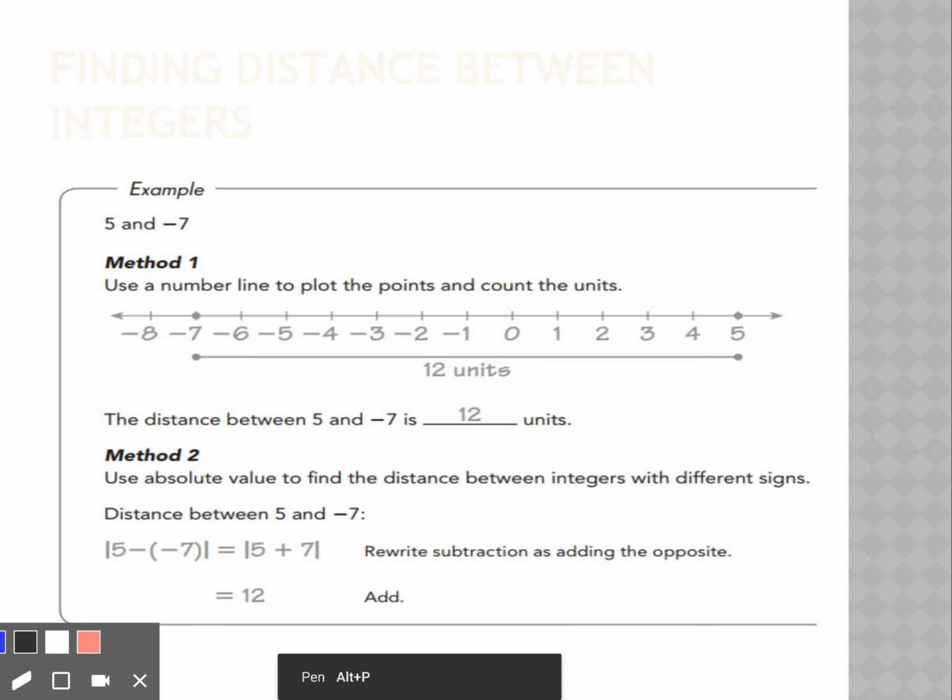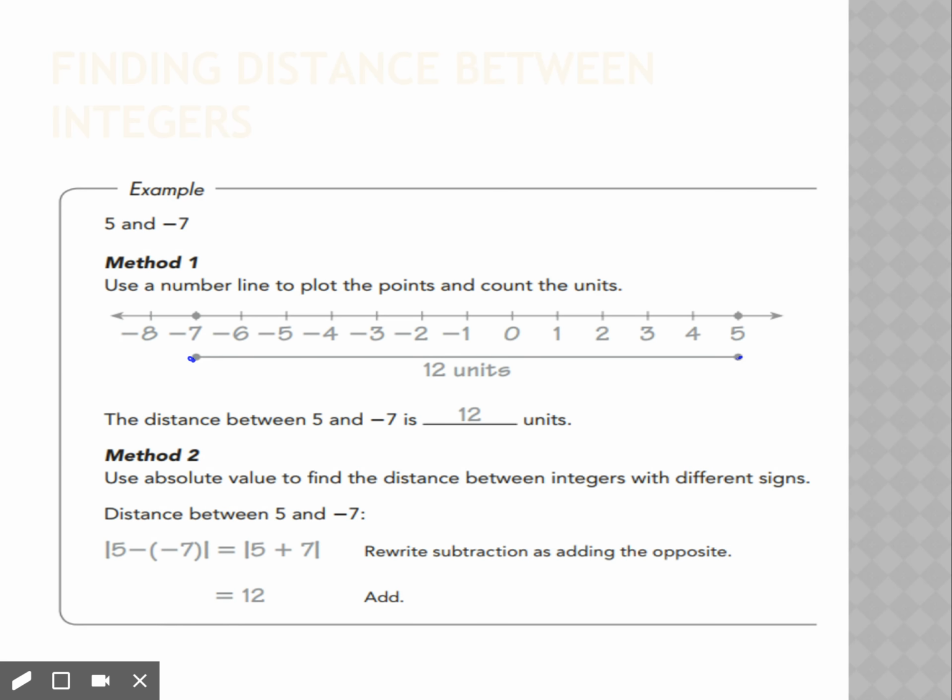So the distance between positive 5 and negative 7. The number line has to be long enough to have both negative 7 and positive 5. And then you'd simply count the spaces in between. Again, the spaces. 1, 2, 3, 4, 5, 6, 7, 8, 9, 10, 11, 12. So the distance between 5 and negative 7 is 12 units.